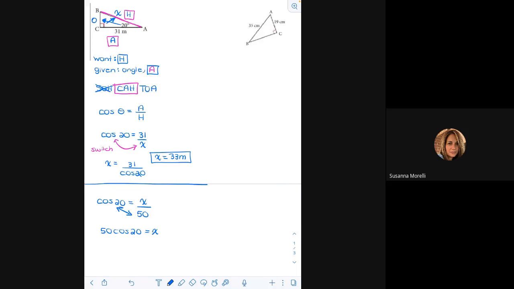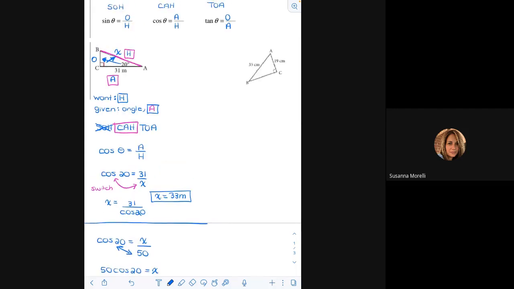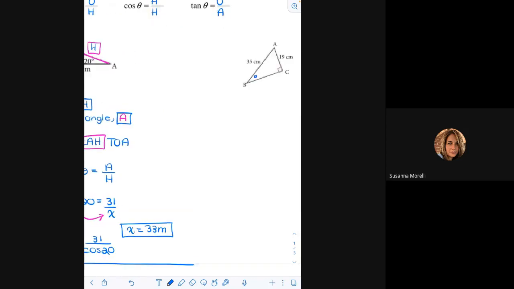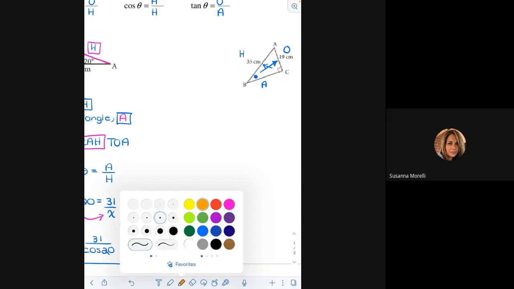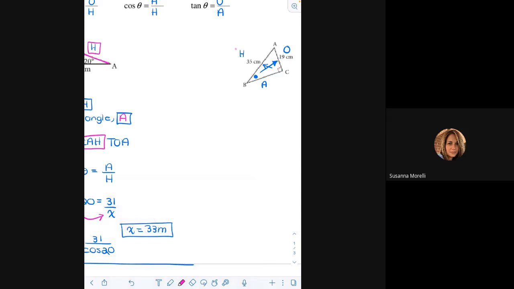Let's take a look at this one. Here, let's find an angle. Let's say we want to find angle B. Again, the first thing you're going to do is label your triangle. You're going to start by labeling your H, your hypotenuse. Then you look at your angle of reference or your focus angle. Across from your focus angle is your opposite. And your third side is adjacent. Then you ask, what do we know? Well, we know H and we know O.